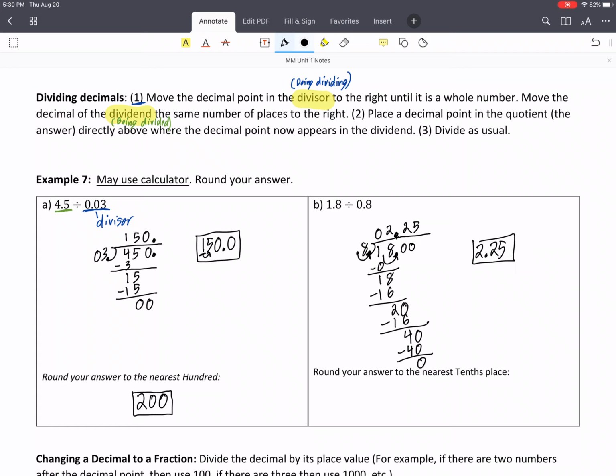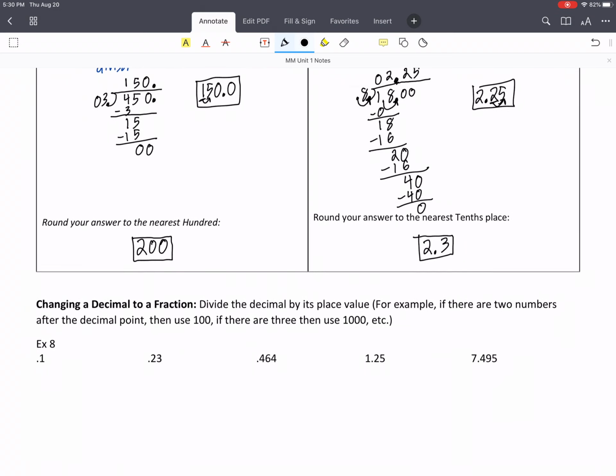And if we round this to the tenths, the tenths is the first. Look over, it's a 5. So we'd round it to 2.3. Okay? Please reach out to me if you have any questions. We're going to hit these last two things real quick. I think we can get them done pretty quickly.